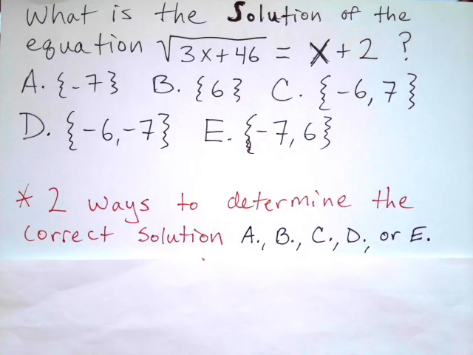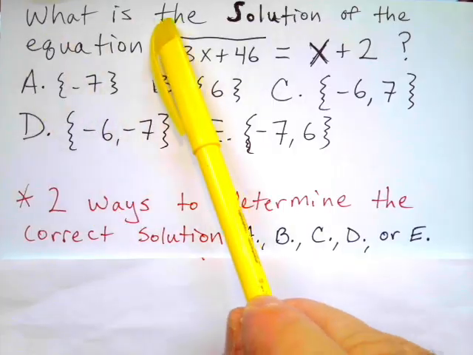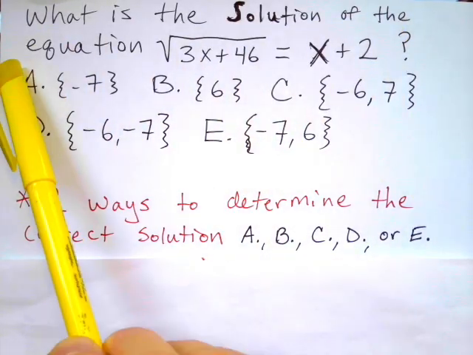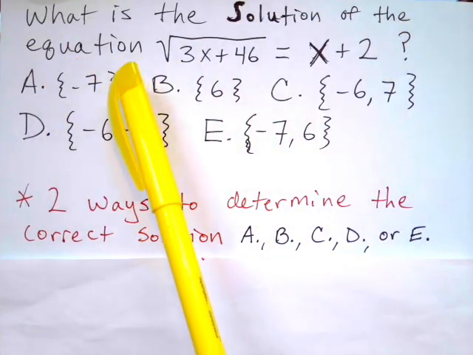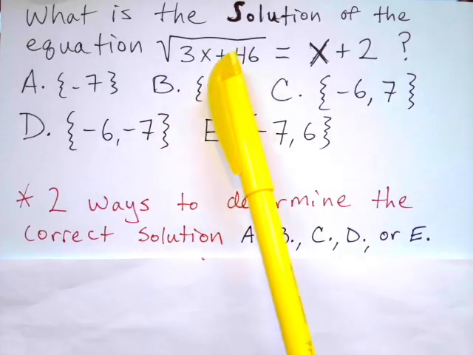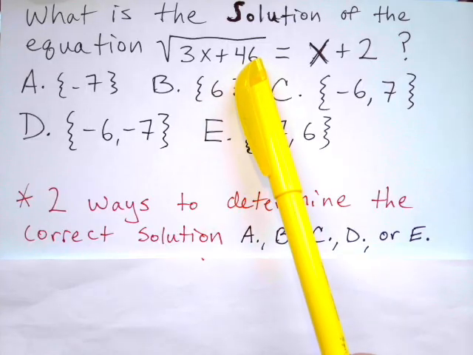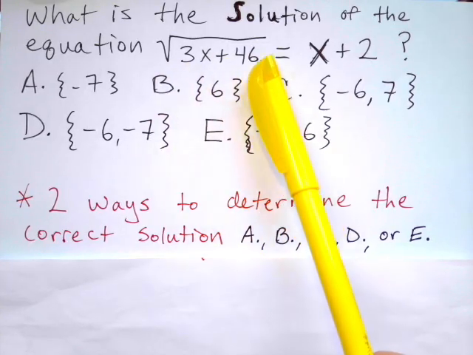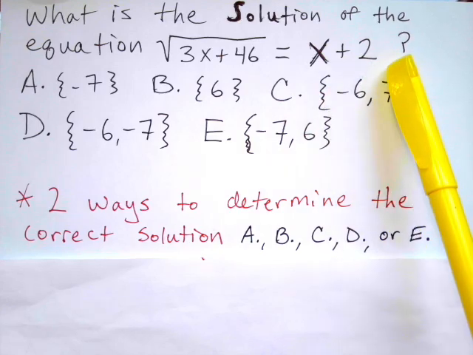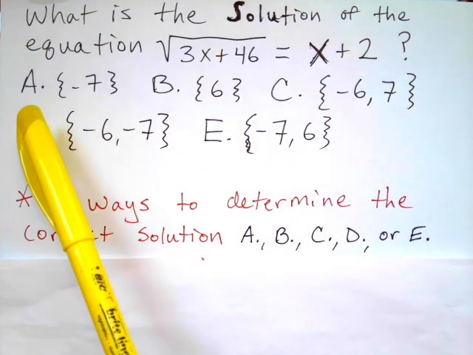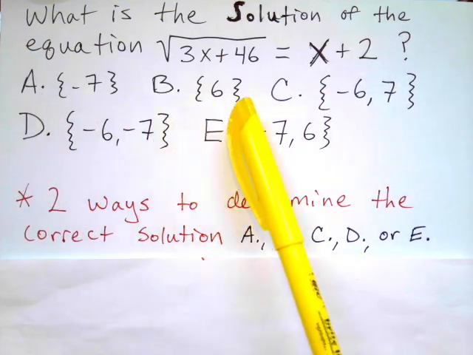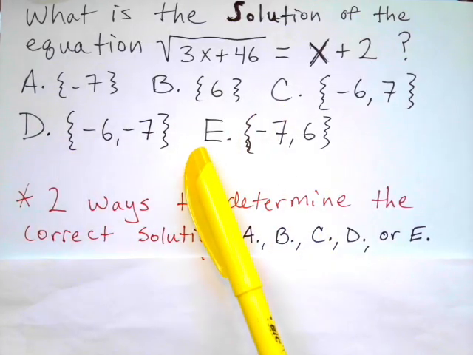I would like to go over a type of problem that you'll see on your assessment. What is the solution of the equation square root of 3x + 46 equals x + 2? And it gives you A, B, C, D, E options.